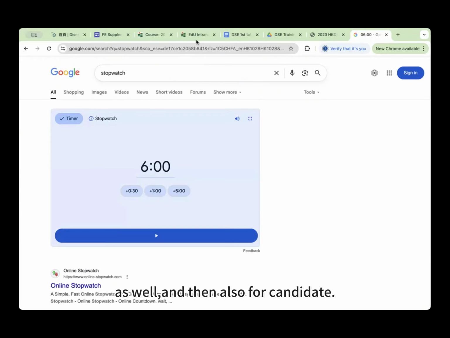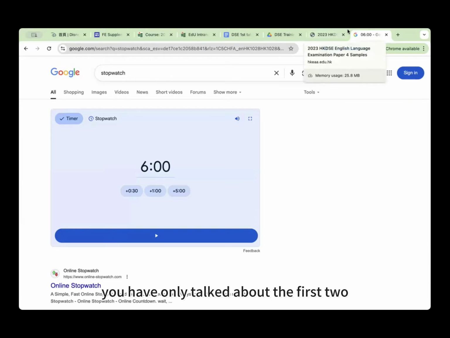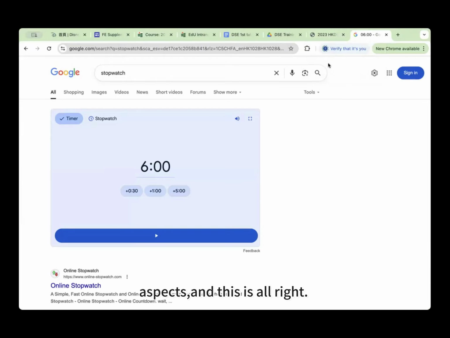And then for candidate C, you said that we can save time and energy, which is an advantage. This is great. And you talked about life quality and being good for our health, and you built up on the others' opinions, so that is nice. Mainly because you only have 6 minutes, you have only talked about the first two aspects, and this is all right.